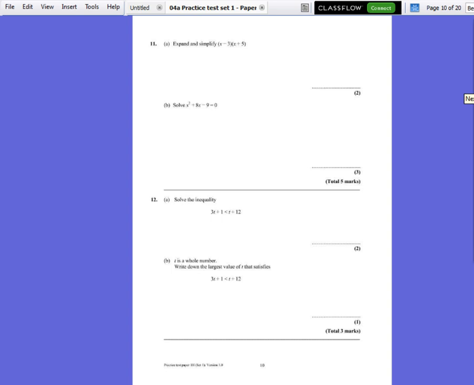Question 11, expand and simplify (x minus 3)(x plus 5). Well, if I use FOIL, the firsts will be x times x, which is x squared. The outsides will be x times 5, which will be plus 5x. Insides, minus 3 times x is minus 3x. And then the lasts will be minus 3 times 5, which will give us minus 15. If I put all that together, we'll have x squared plus 2x minus 15.